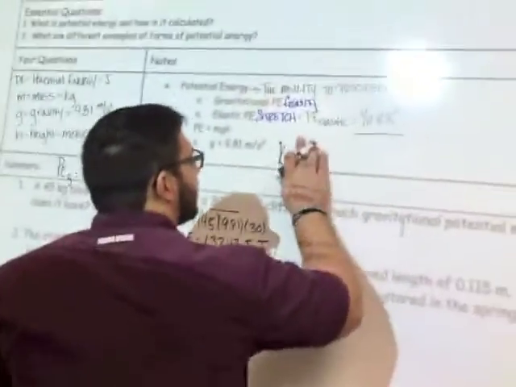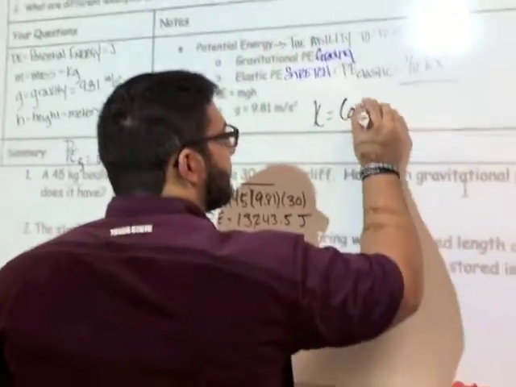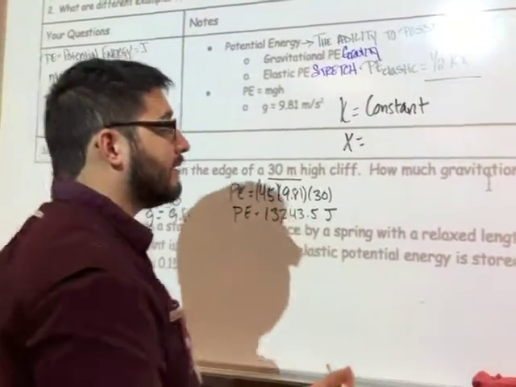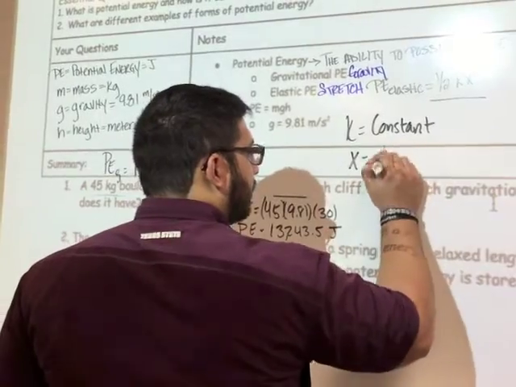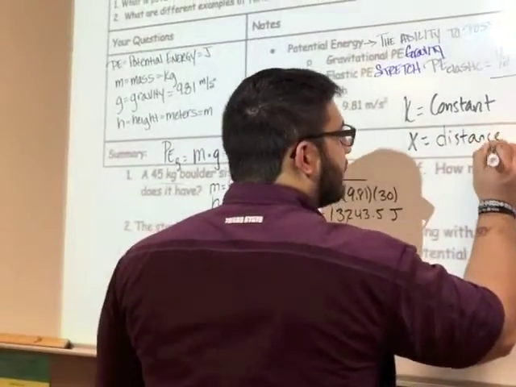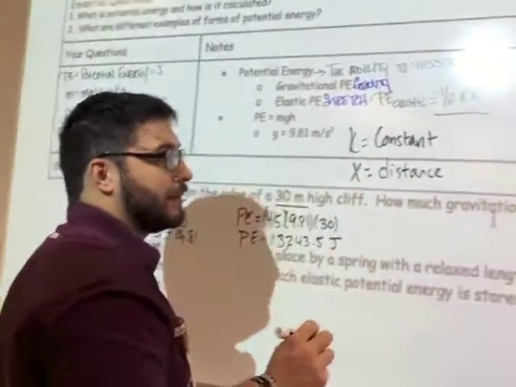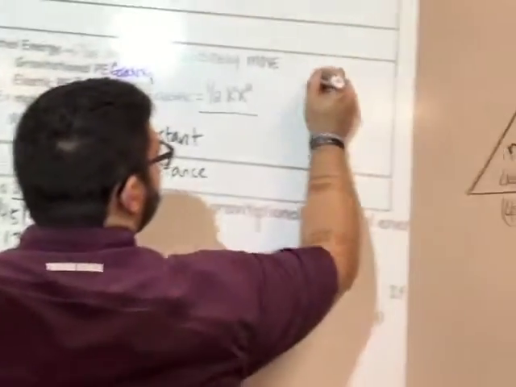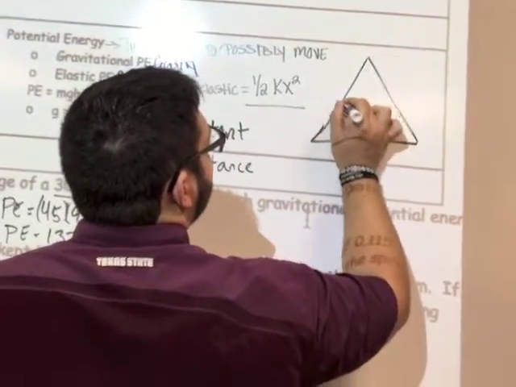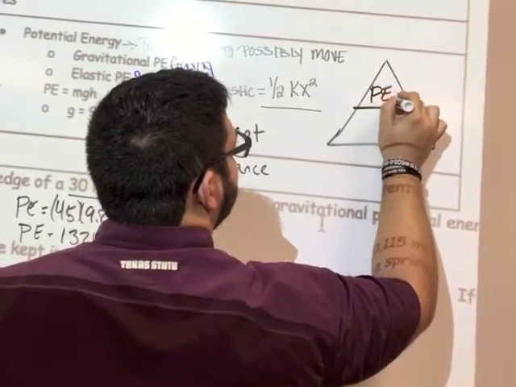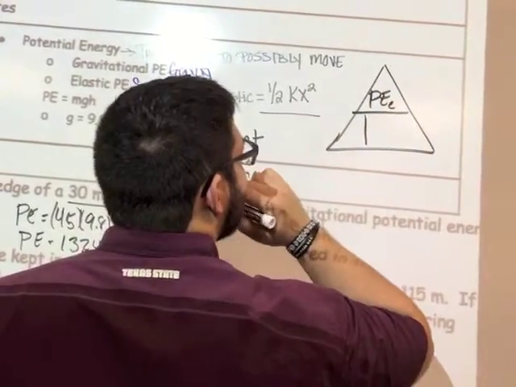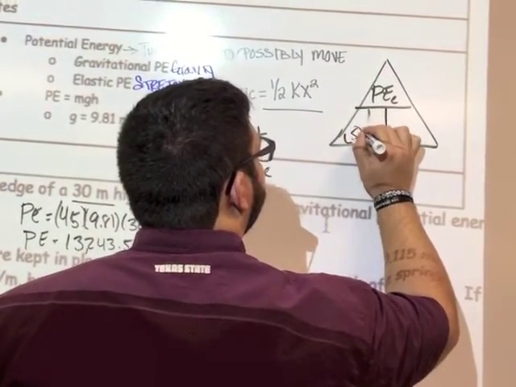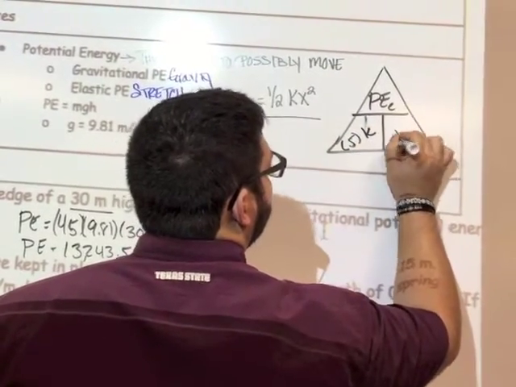And X, so we said that K was our constant. X is nothing really different. It's just a new way for us to put distance. So we're going to square our distance in this. So PE elastic equals 1/2 kx squared. If we wanted to put this in triangle form, PE elastic is equal to, actually we just do it right down the middle. 1/2, we said 0.5, k and then x squared.